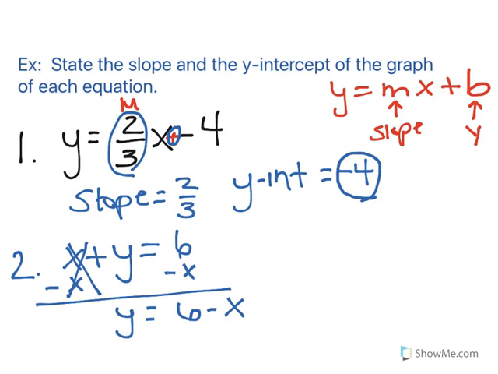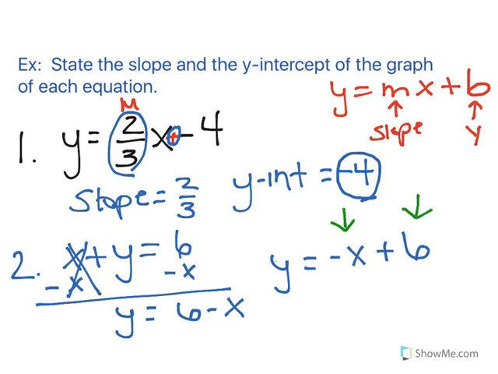But I need it to be y = mx, so the x has to come before. So I'm going to rewrite the problem as y = -x + 6. Now I've got it into the form. That will be your hardest part. You need to have your x come first and then your intercept come last.